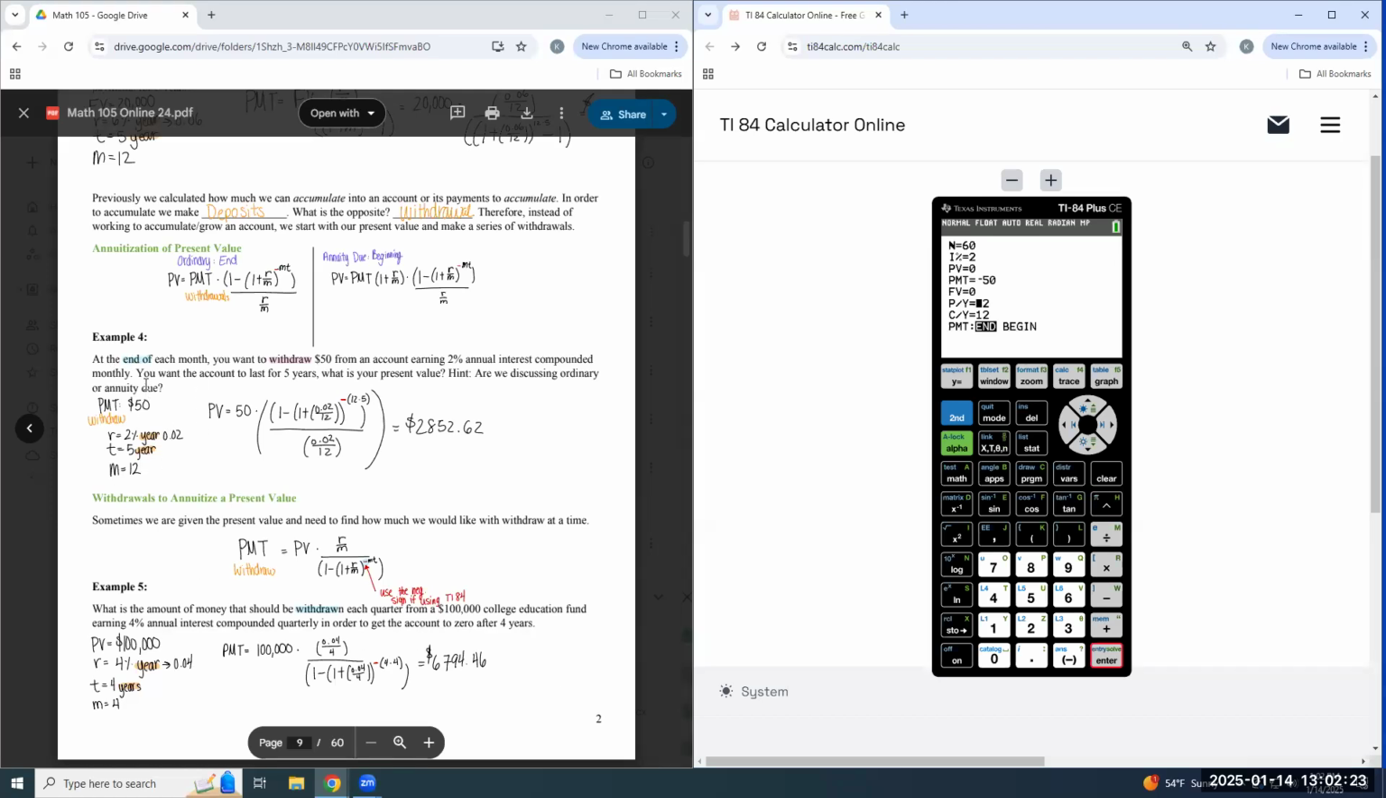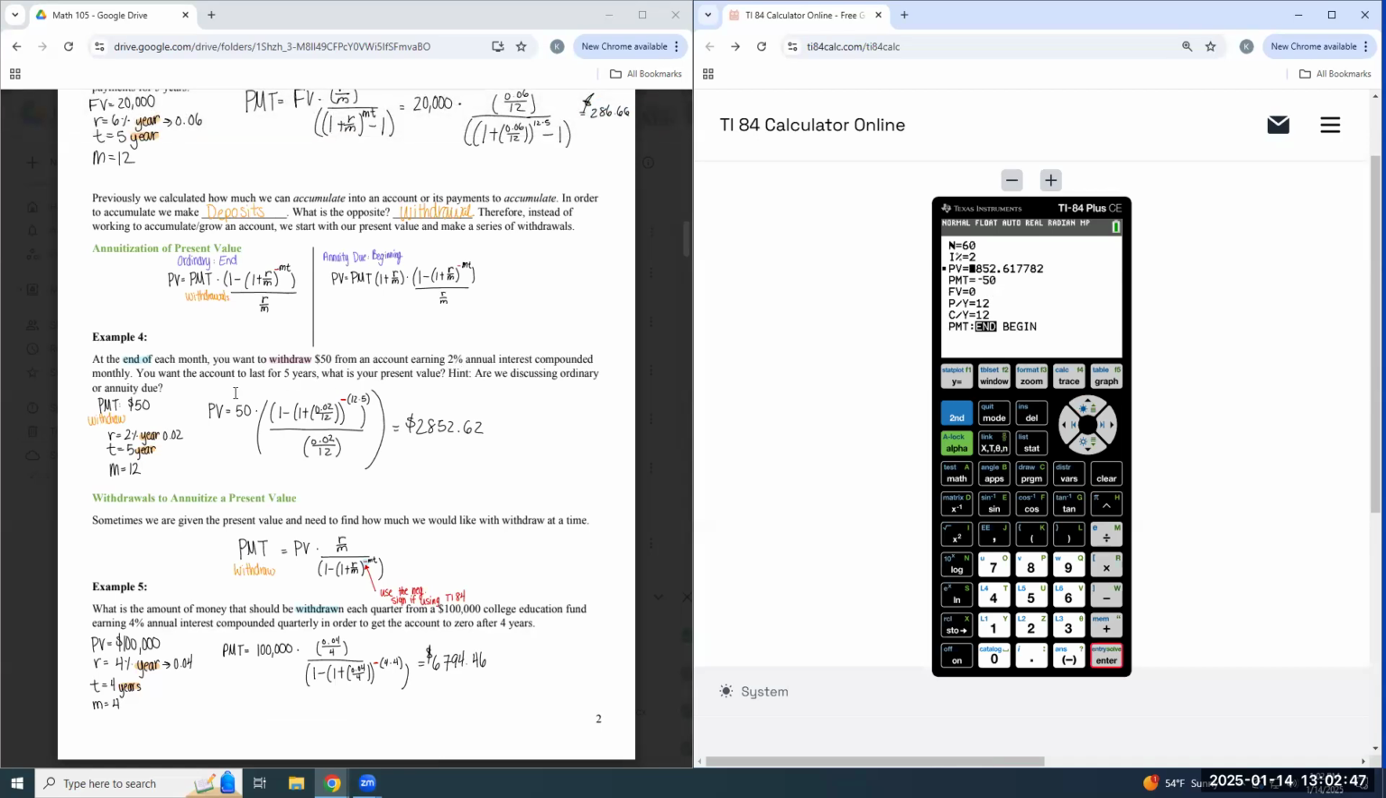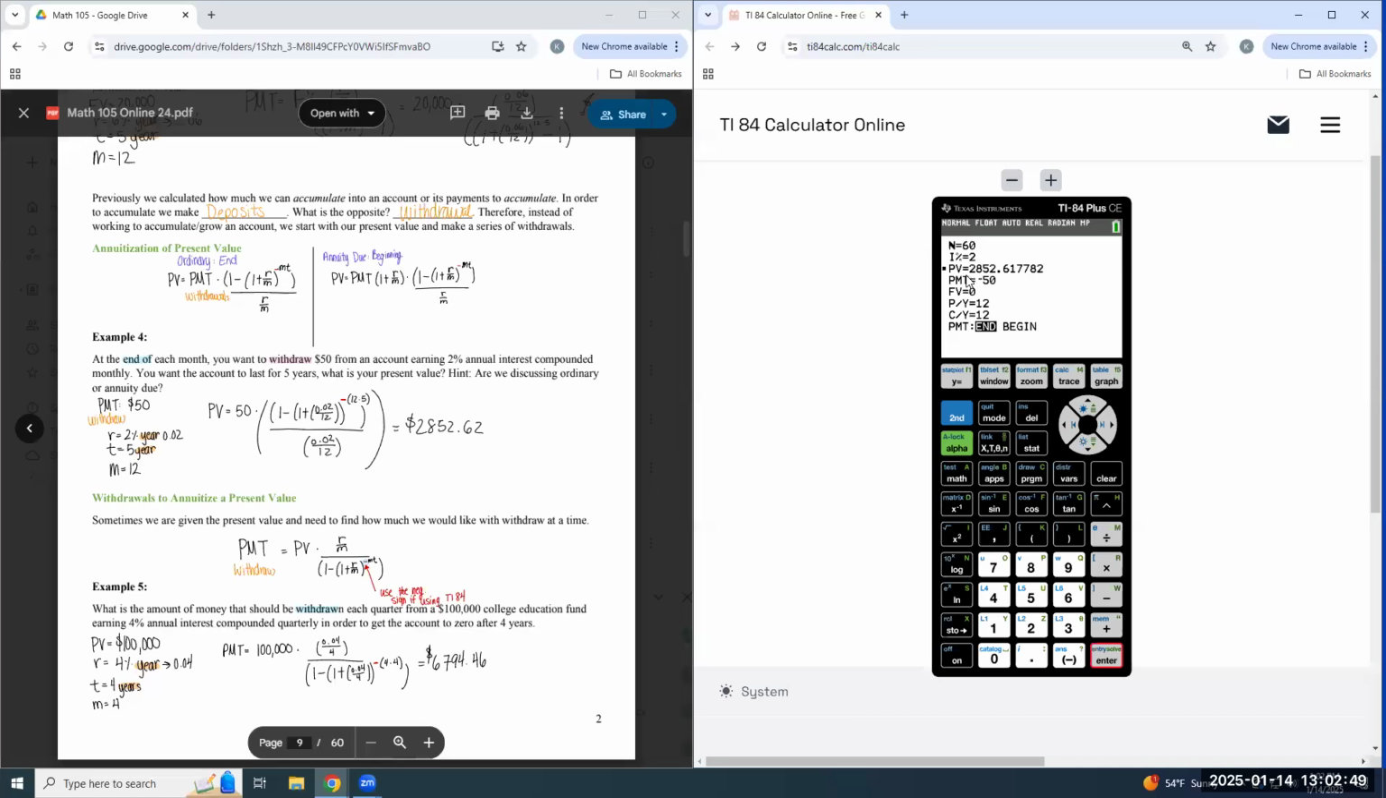We are making withdrawals every month or compounded monthly. So we are doing that for 12. And now let's go back to our unknown, your PV. Let's go ahead and hit alpha enter. So in your account, if we want to withdraw $50 each month with an annual interest rate of 2% over the next 5 years, we want to make sure that your present value is $282,852.62 to be in that account.